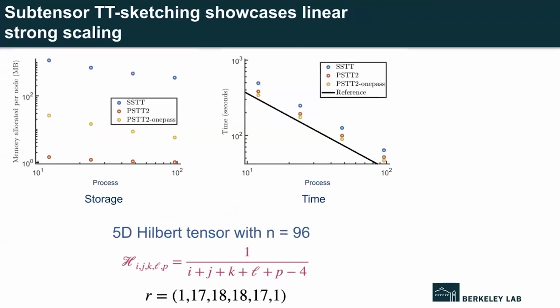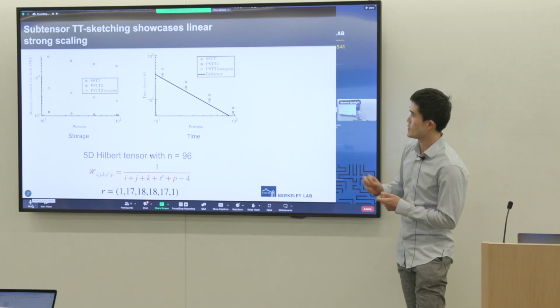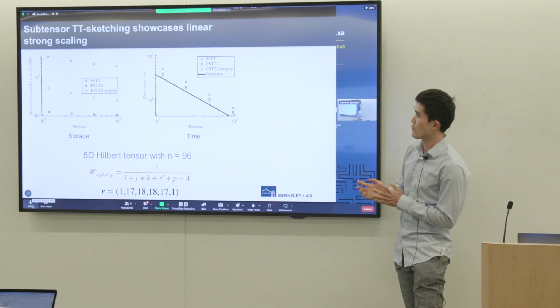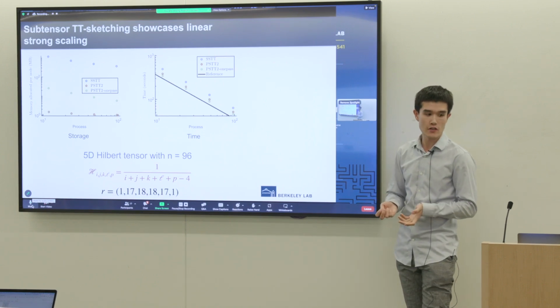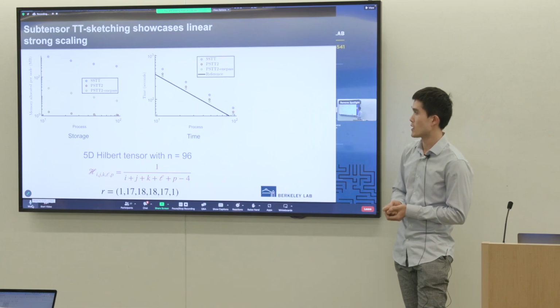Here are some results. I'm showing strong scaling results, both in terms of storage, on the left, and time, on the right, of two of our sketching algorithms, PSTT2 and PSTT2 one-pass, and comparing them with the serial counterpart, SSTT. You can see that either for storage or for time, one version of our algorithm will beat the serial version, and they all scale pretty well with respect to the number of processes that we use.